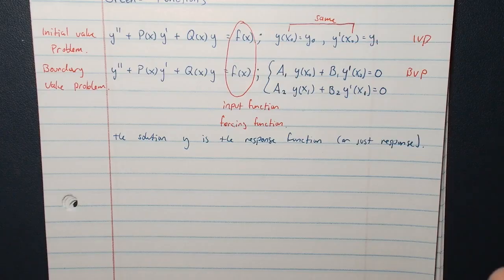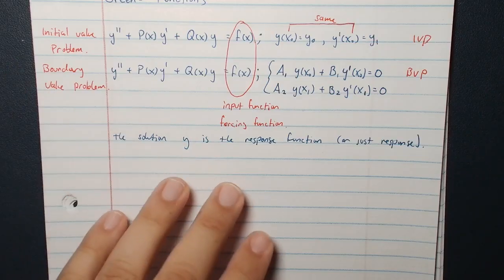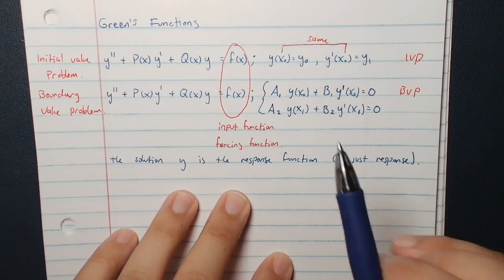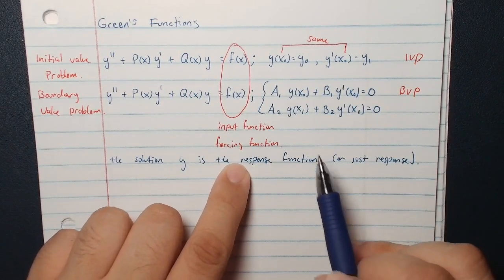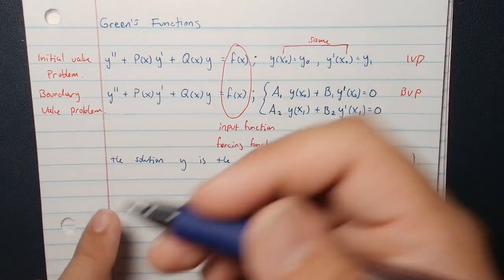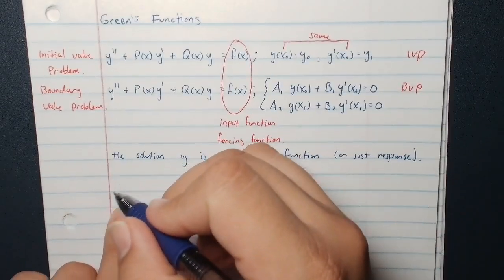When we talk about a Green's function, what we're going to do is find a way to express the solution, the response function, in terms of the input function via what we call the Green's function. Okay, so how do we do that?